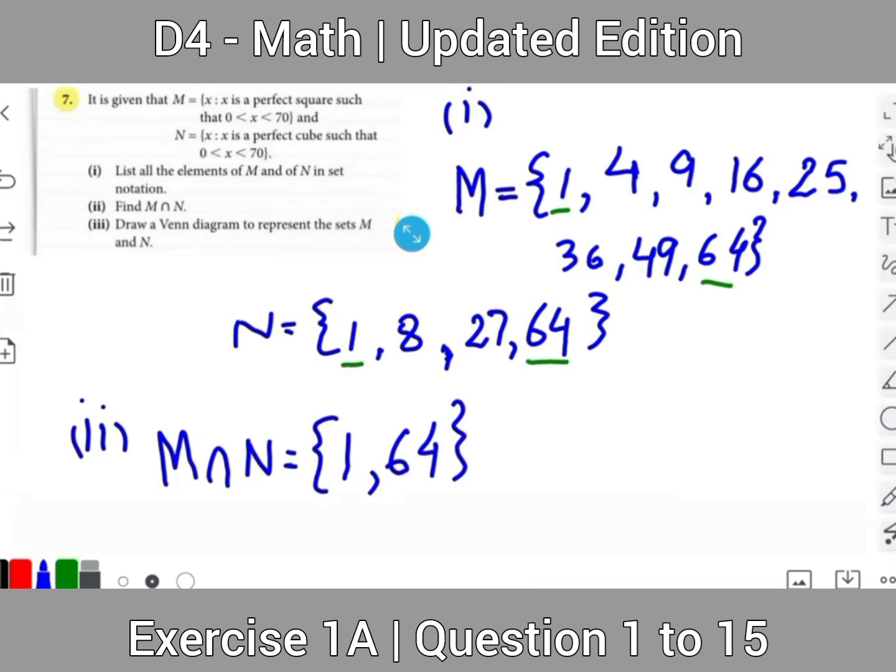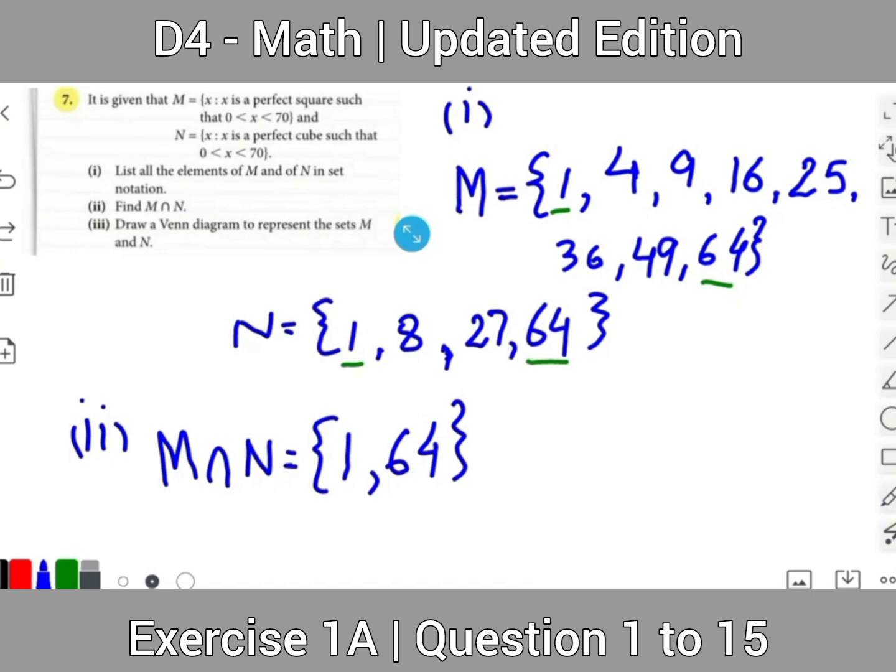And what is N? N is equal to X such that X is a perfect cube such that X is greater than 0 and less than 70. So our variable X in this case of set N should be a perfect cube which lies between 0 and 70.